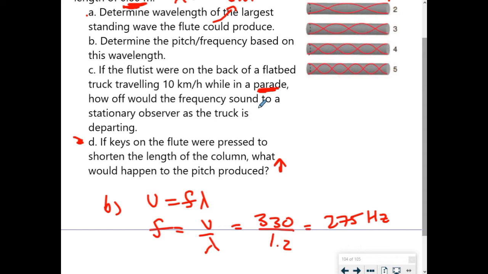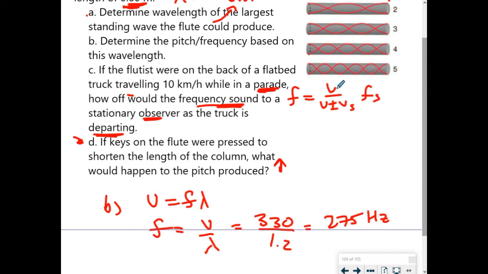Now, the musicians would never know, because the musicians are also on the truck, so they wouldn't know the difference, right? But people who are standing on the sidelines, hearing the truck come towards them, the instruments would either sound sharp or flat, depending on whether it's coming towards or away. So that's why I want to practice for number C here: what would the frequency actually sound like to a stationary observer if a truck is departing away? So let's just practice the Doppler one more time. The formula for that was frequency equals V over V plus or minus Vs, times Fs.